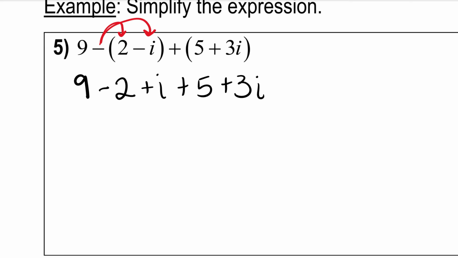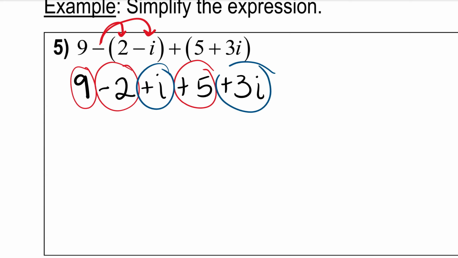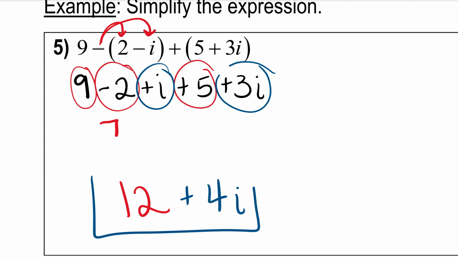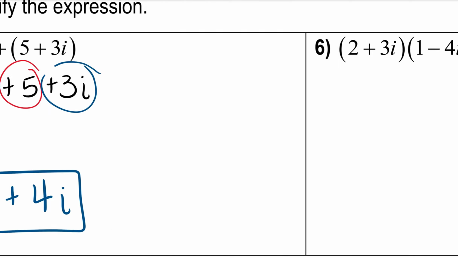Now from here, I'm just combining like terms. So I have a 9 minus 2 plus 5. And I have an i plus 3i. So 9 minus 2 is 7, plus 5 is 12. And then I have i plus 3i is just 4i. And that's it. So mostly combining like terms on that one.